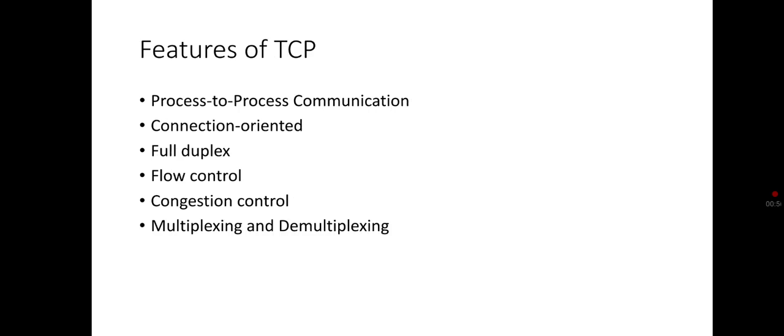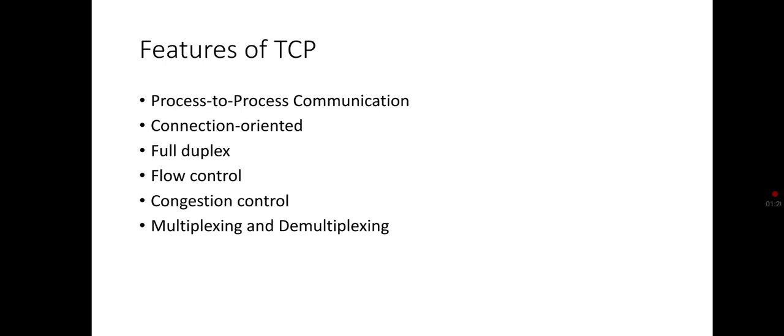Then next is the features of TCP. The first one is process-to-process communication. TCP provides process-to-process communication using port numbers. The next is connection-oriented. TCP is a connection-oriented protocol. A connection needs to be established for each pair of processes.